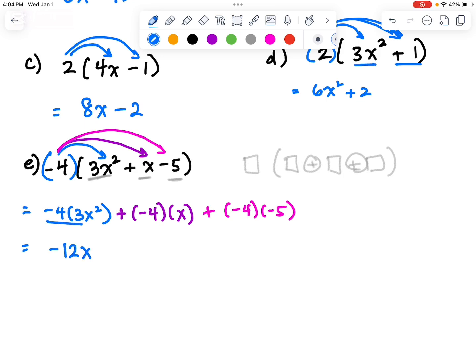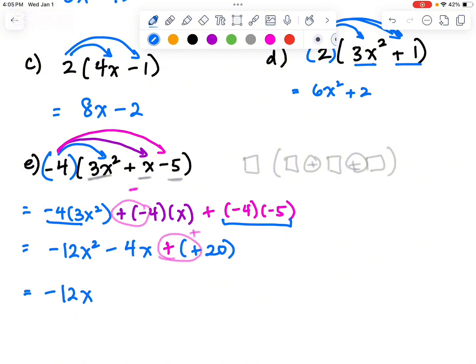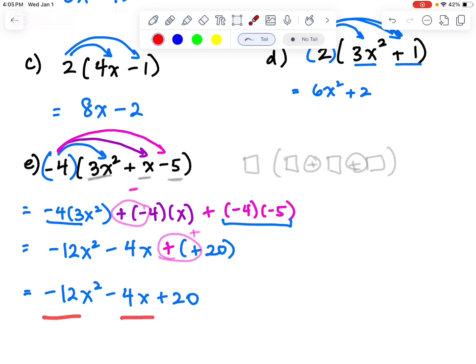Again, I'm going to multiply the numbers. I get negative 12x squared. For this one, I'm going to combine my signs and get a negative. So I have negative 4x. And then I get this plus, and this bit here is a positive 20. And again, I'm writing out a lot of extra steps. I'll show you some shortcuts in a second. But what this gives me is negative 12x squared minus 4x plus 20. And that's fully simplified because, again, these are all unlike terms and I can't add them.